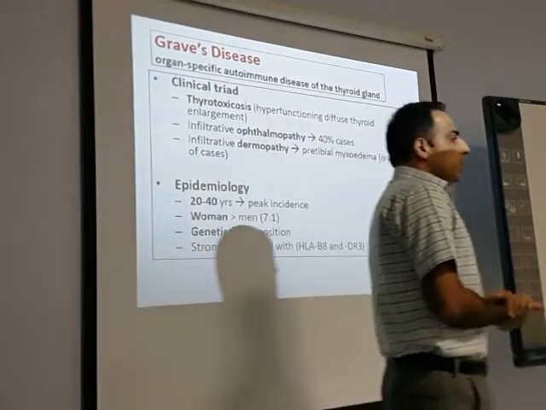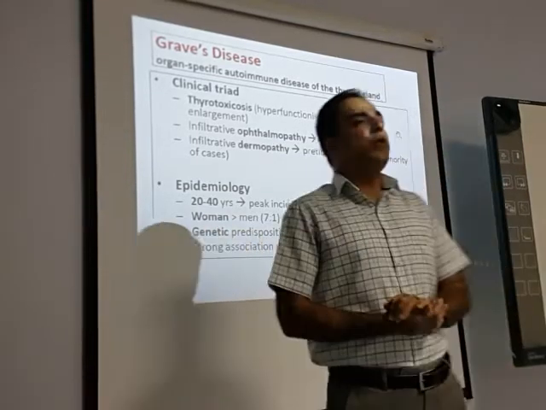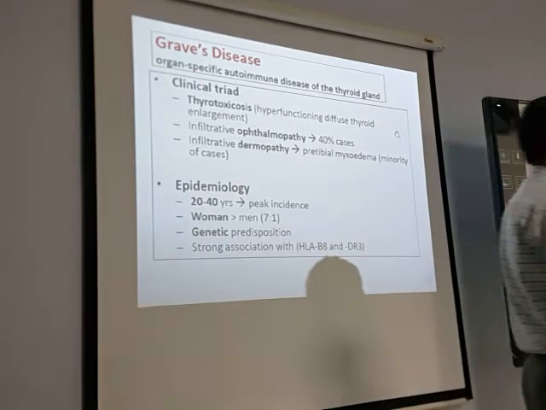Now coming to Graves' disease. Graves' disease is an organ-specific disease, so it involves only one organ, that is the thyroid gland. It is an organ-specific autoimmune disease of the thyroid gland. And there are three features in Graves' disease. What are the three features?